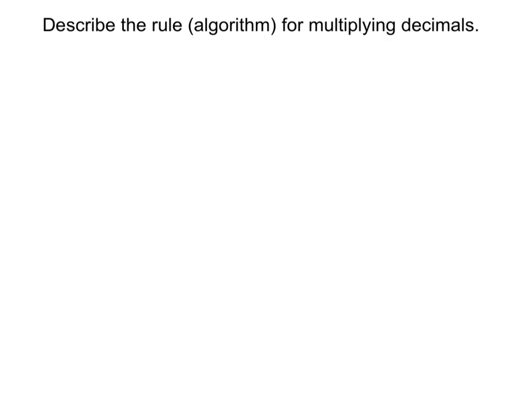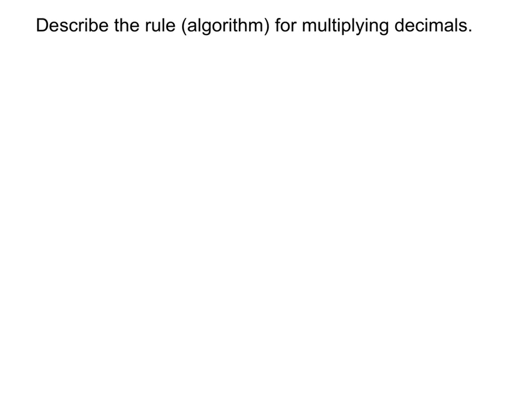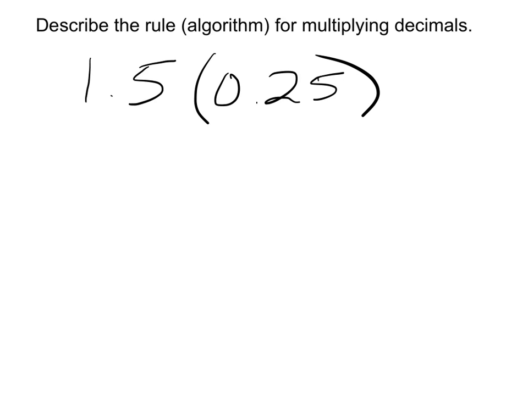Alright, now who remembers the rule for multiplying with decimals? So for instance, if I had 1.5 times 0.25. Okay, who remembers what we do with that? And remember, you should always be thinking, what's my answer going to look like? I have 1 1/2, and I'm multiplying it by 0.25. I'm taking 0.25 or 1/4 of the 1 1/2. Is my answer going to get bigger or smaller? You should be thinking about that.